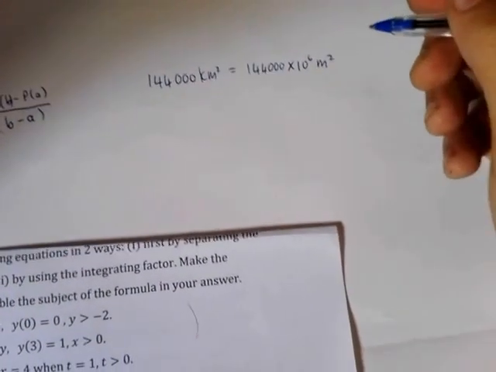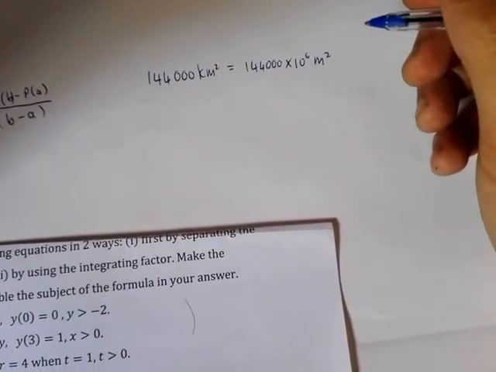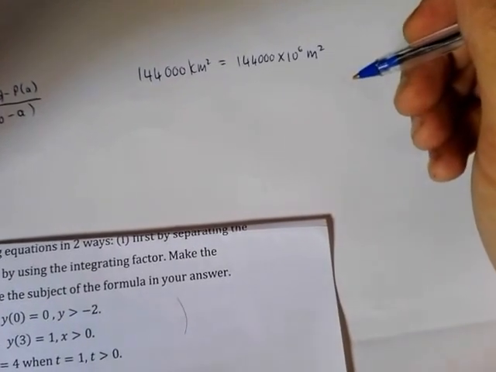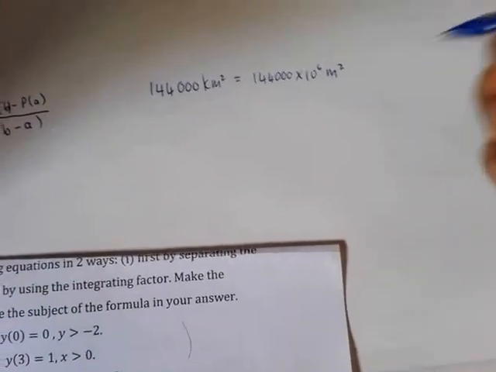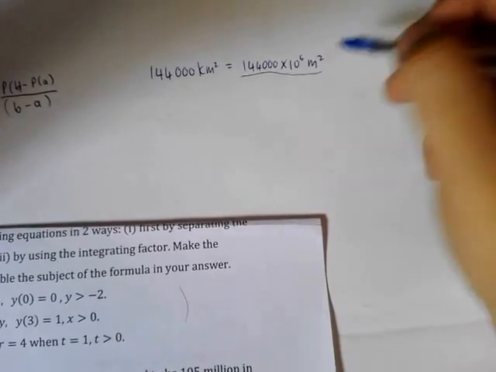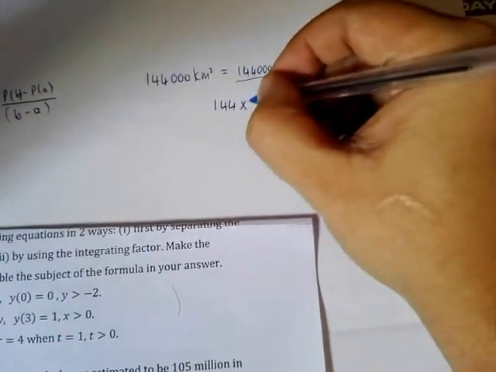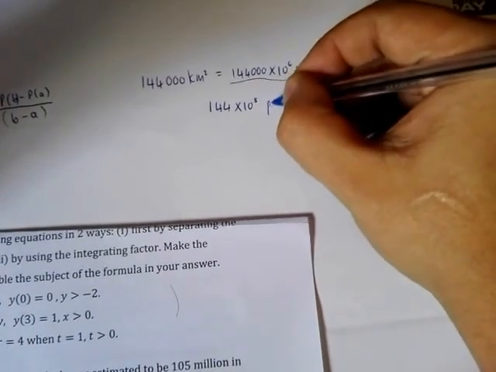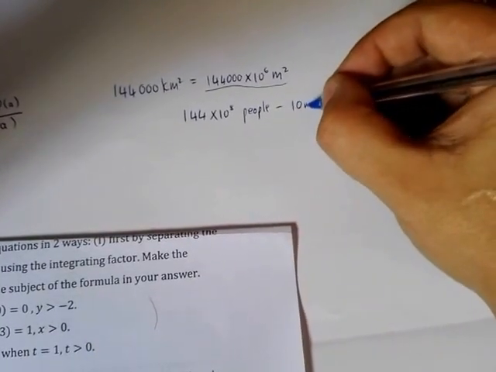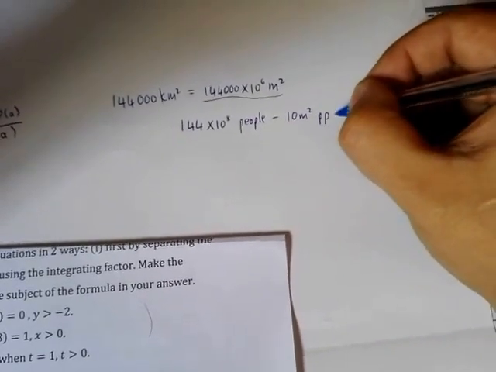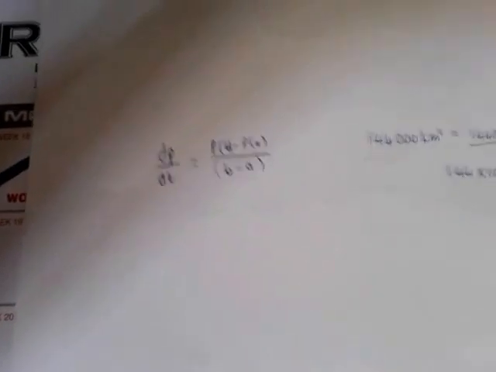So in order to find out how many people there would need to be for there to be 10 square meters of land per person, you would just divide this number by 10 and you would get that you would need 144 times 10 to the 8 people for it to be at 10 square meters per person. Alright, so let's start working.